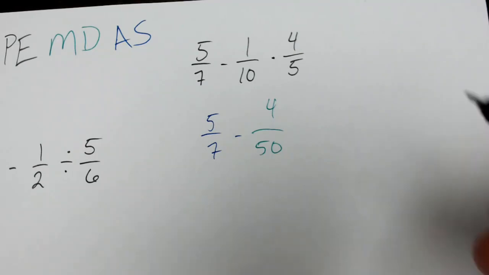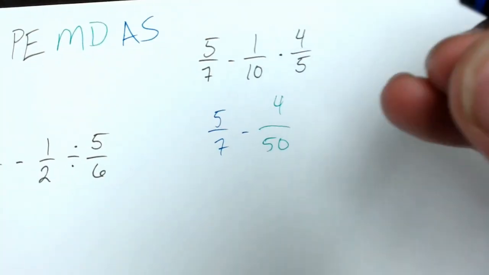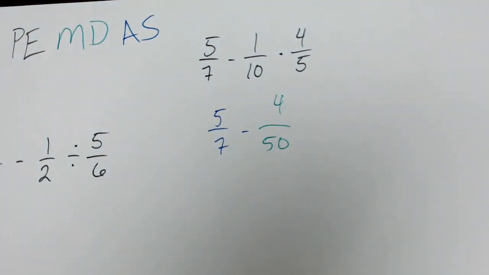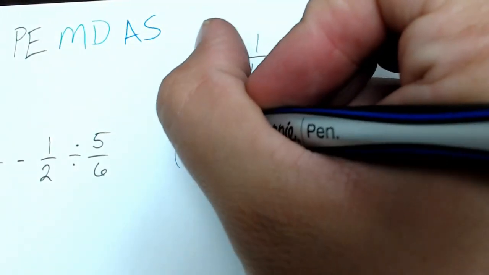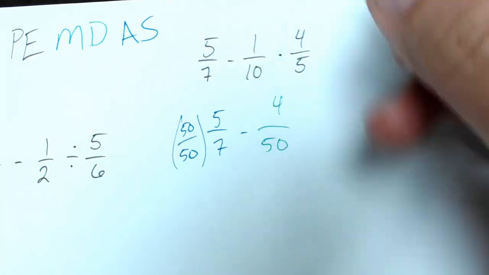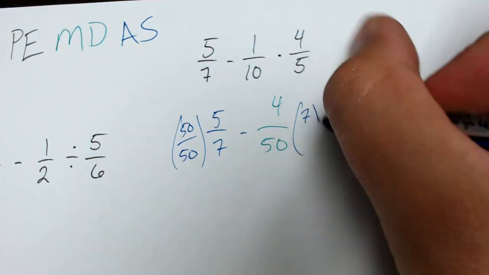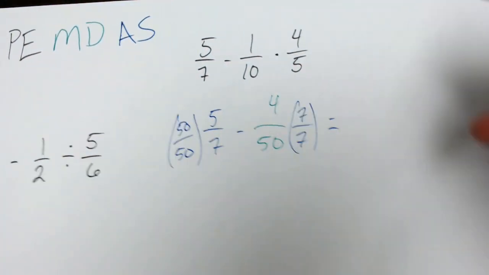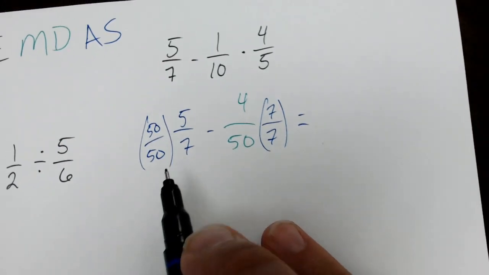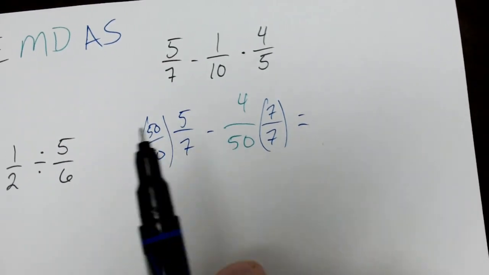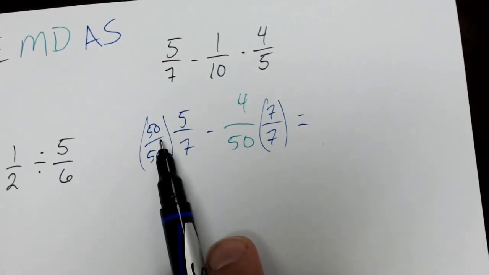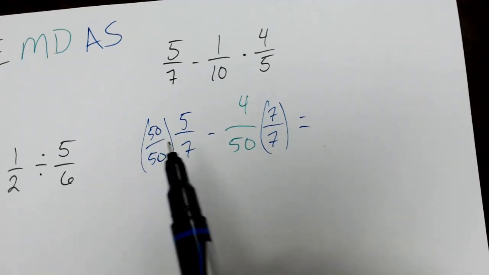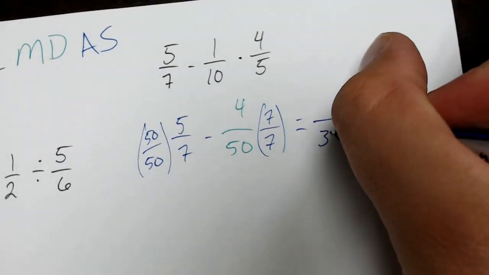So over here, we'll multiply this one by 50 over 50 to get the common denominator. This one gets multiplied by 7 over 7. So when we do 7 times 50, I can just cover up the 0 with my finger. 7 times 5 is 35. Add the 0 and it's 350. So my denominator will be 350.